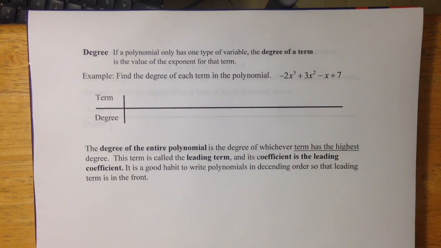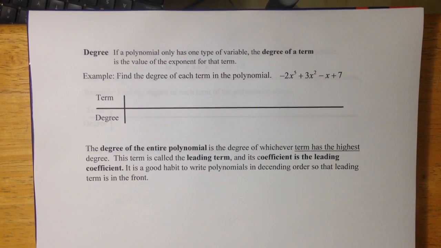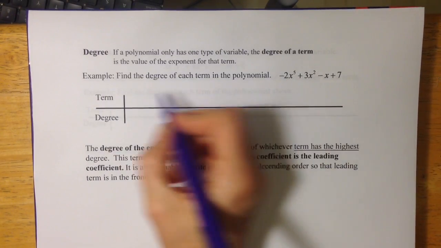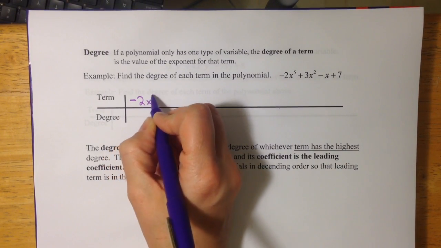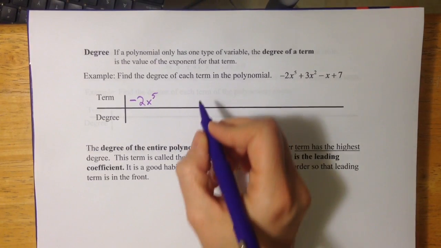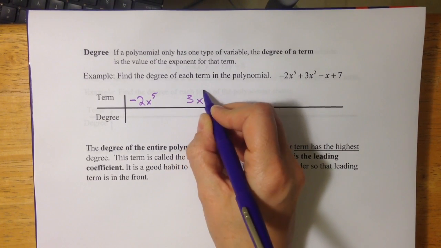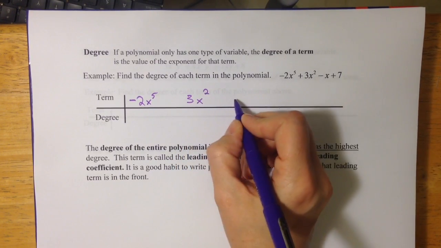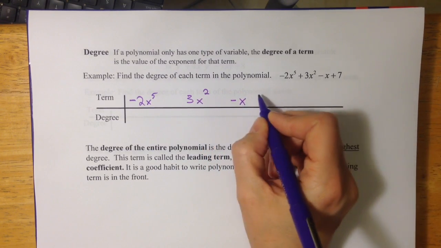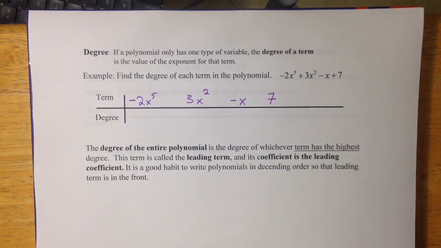We're going to write down the degree of each term. And this is good practice because it means that we're first going to have to figure out what each term is. The first term is negative 2x to the 5th. The second term is 3x squared. The third term is negative x. And the last term is 7.